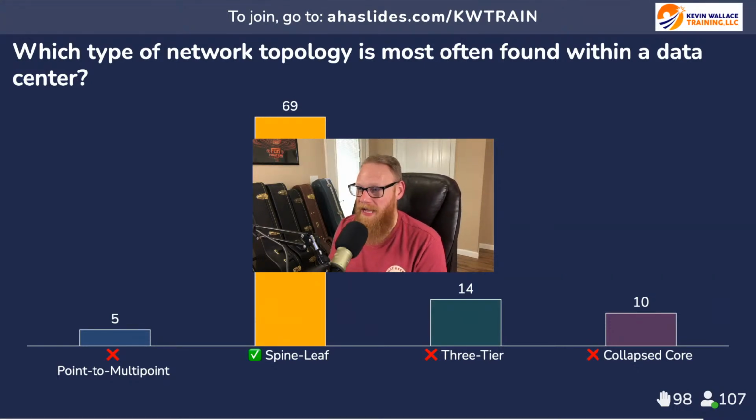Point to multipoint, that's an older WAN technology that we see using frame relay or ATM. The 3-tier architecture is commonly found in enterprise networks consisting of the access, building distribution, and core layers. And then we have something called the collapsed core design that we commonly see in small to medium sized networks where the building distribution and the core layers are actually consolidated into what we call a collapsed core. So good job there.